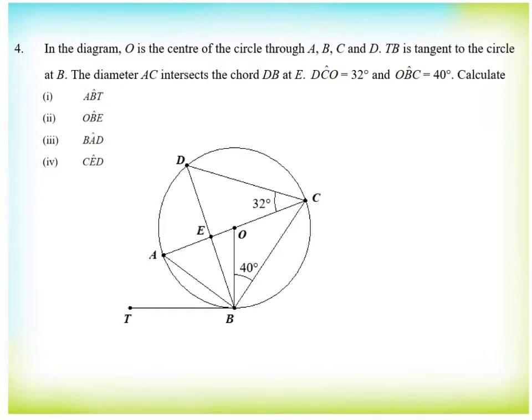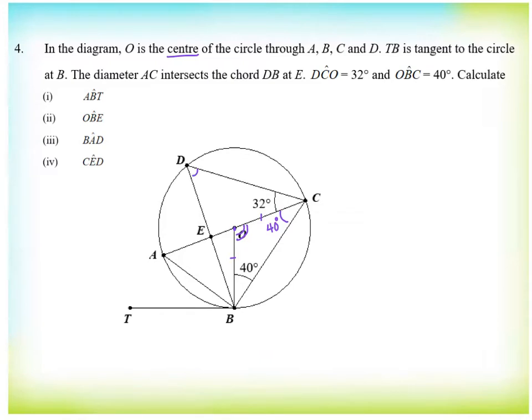In this question, the diagram here, O is the center of the circle. Now the moment we have center of the circle, what do we notice? Number 1, we have angle at center twice angle at circumference. And I know that OB is a radius, OC is also a radius. So what does that tell me? I have here 40 degrees as well.